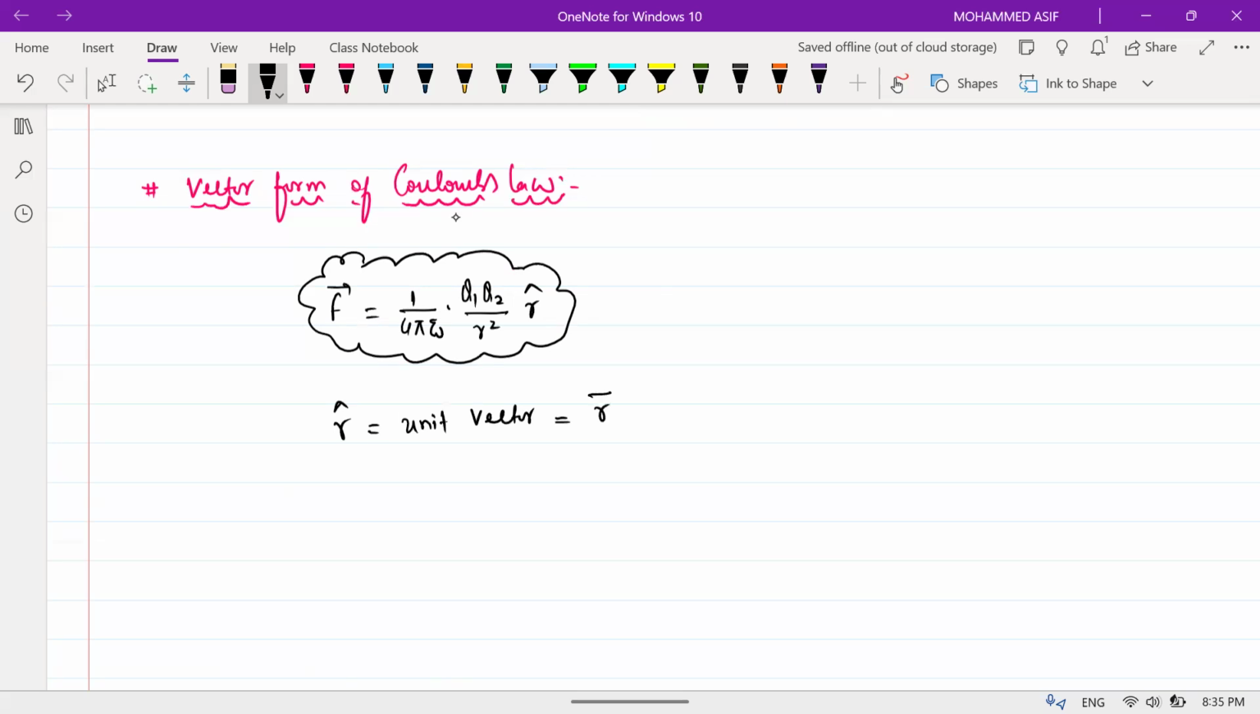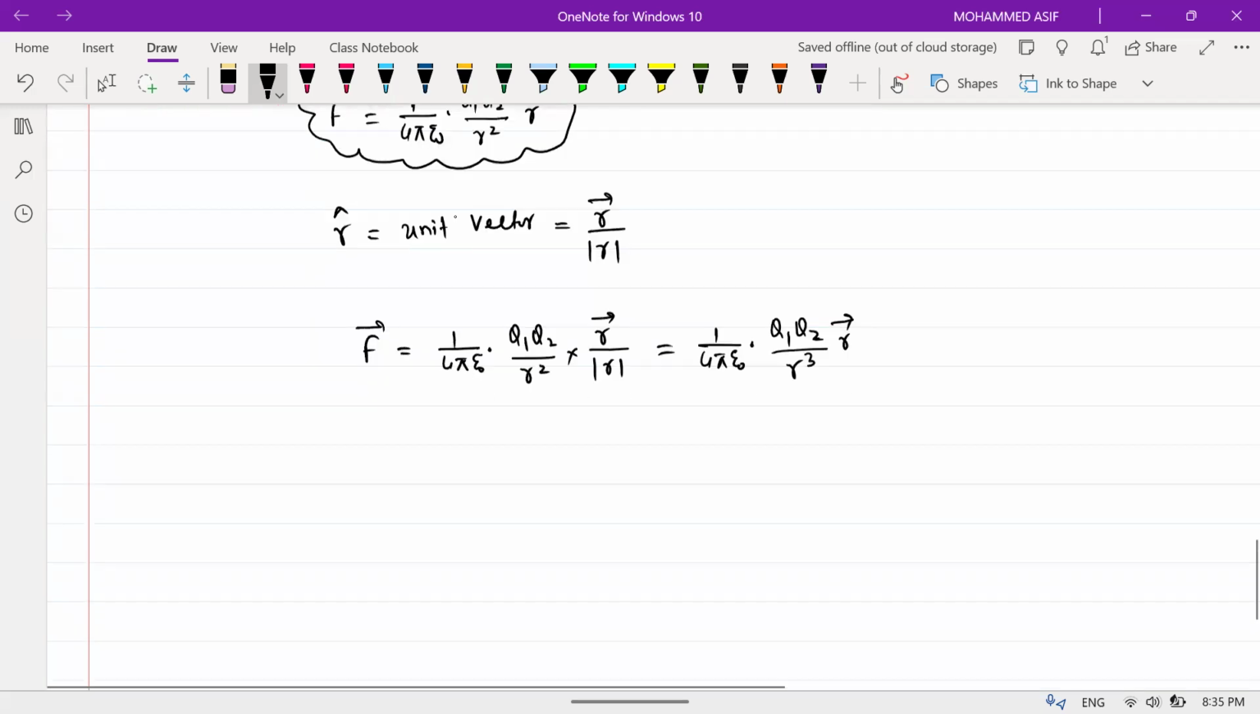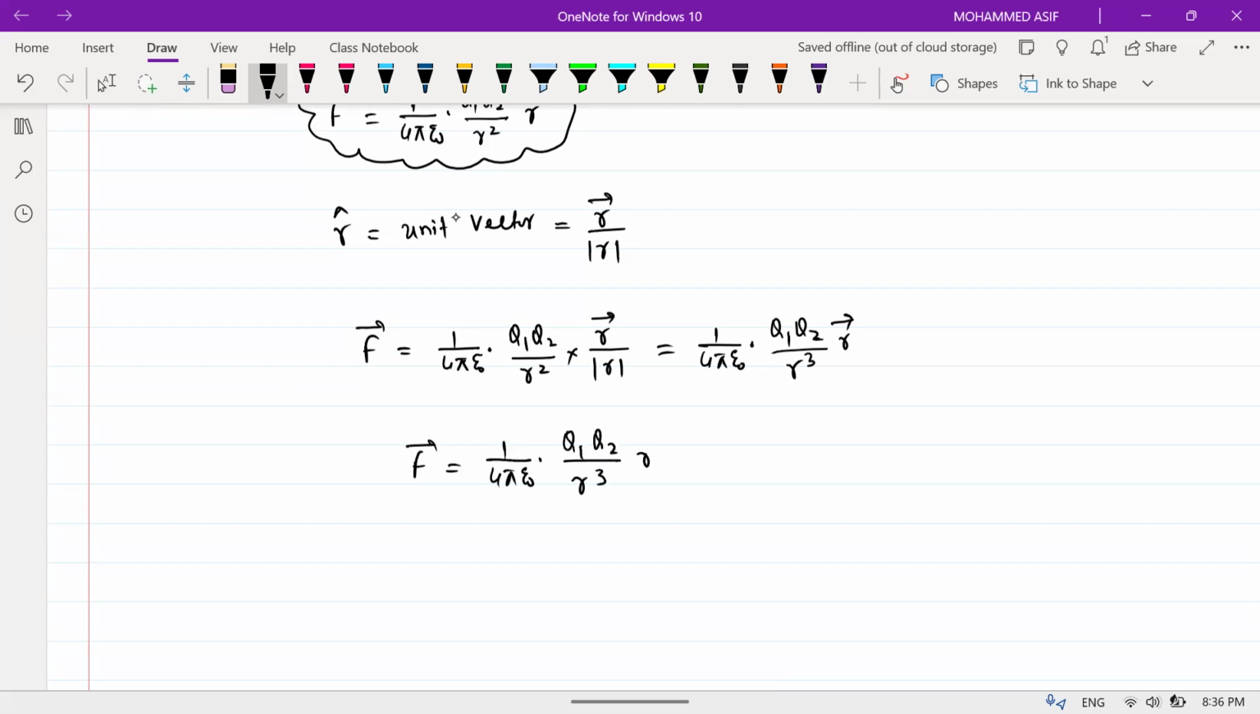R cap is given by the formula R bar divided by mod of R. That means F bar will be equal to 1 by 4 pi epsilon naught into Q1 Q2 divided by R square, multiplied by R bar divided by mod of R. That means this becomes 1 by 4 pi epsilon naught into Q1 Q2 divided by R cube into R bar. So in vector form, F bar is given by 1 by 4 pi epsilon naught into Q1 Q2 divided by R cube into R bar. This is the vector form of Coulomb's law.